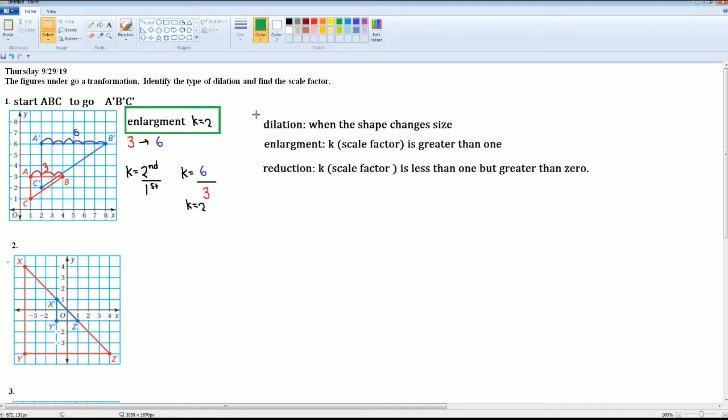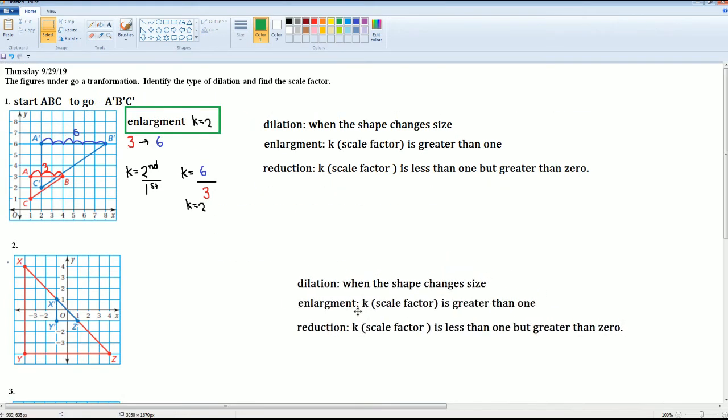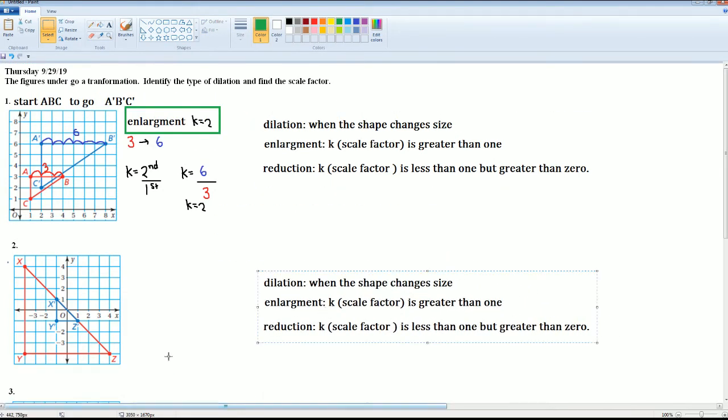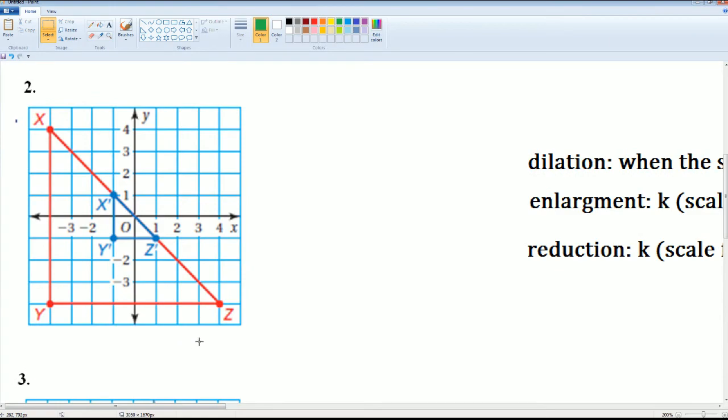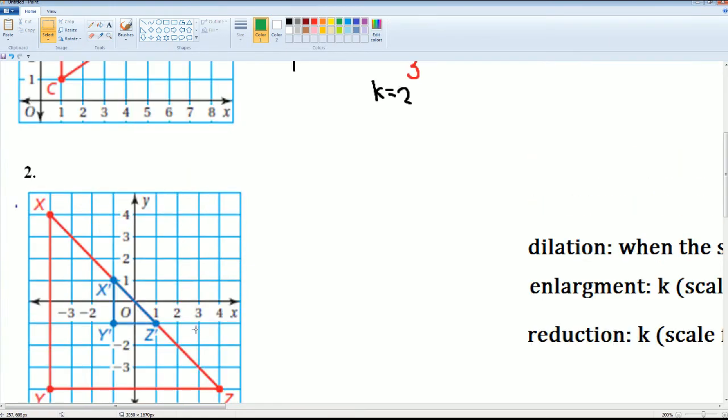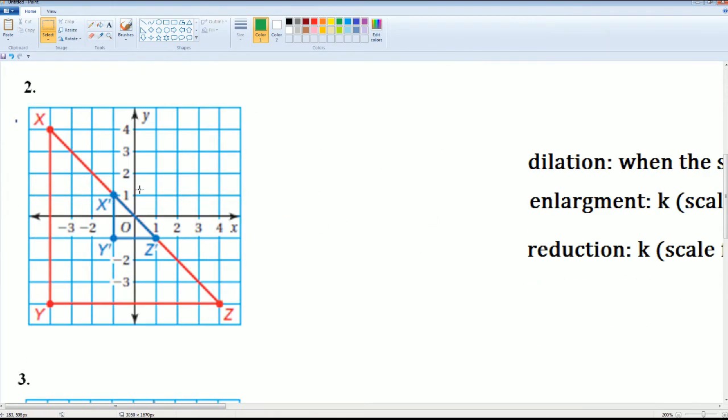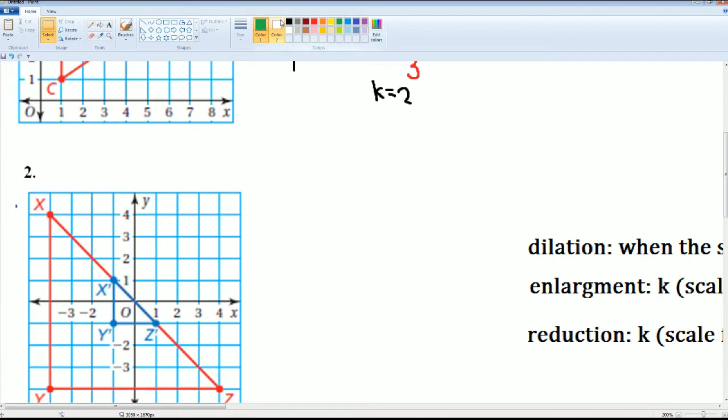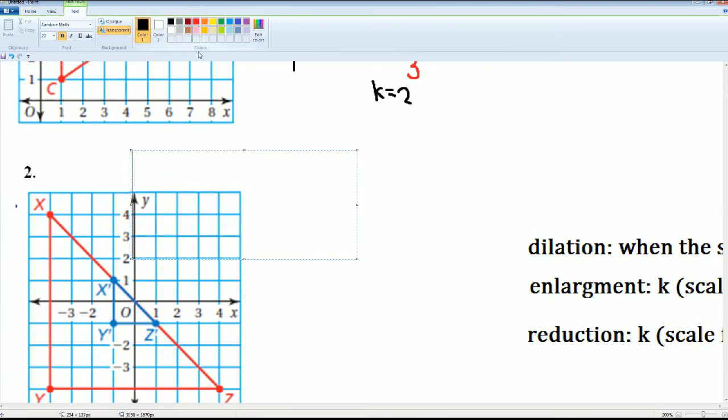Alright, let's just bring this information down here. Right? So again, we start at the regular letters. Alright, so in this case, we will start at the regular letters, which is X, Y, Z, which was in red. X, Y, Z.